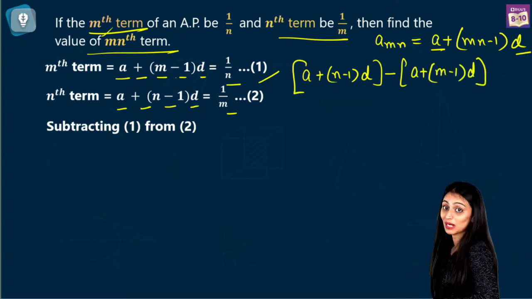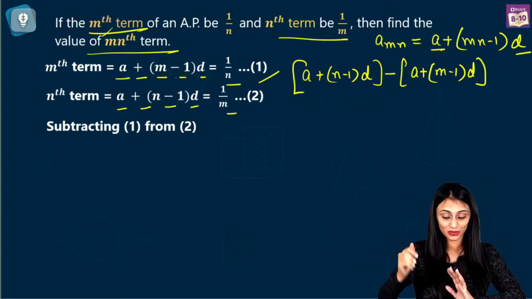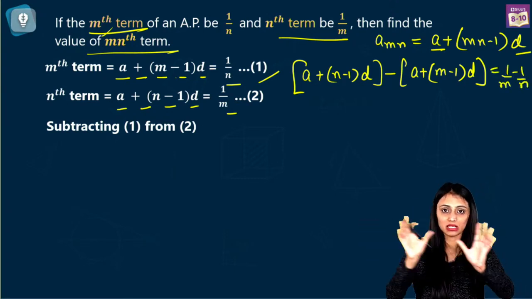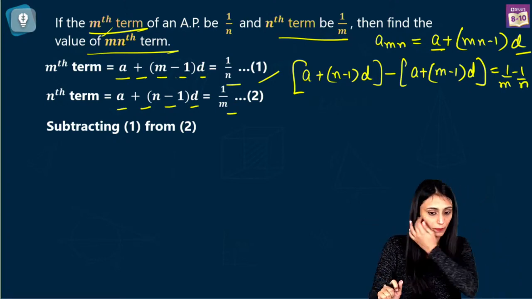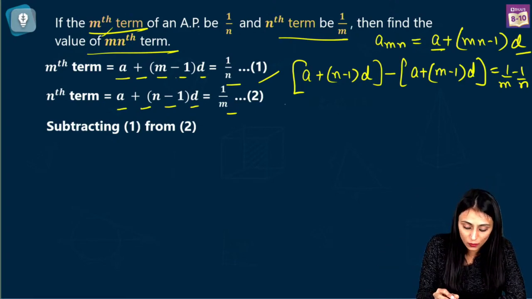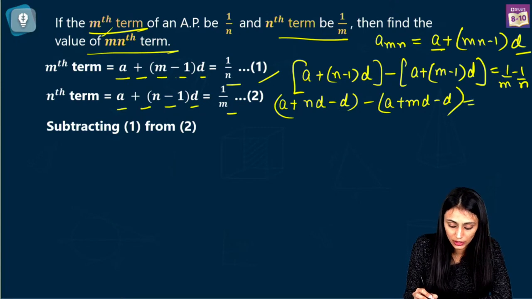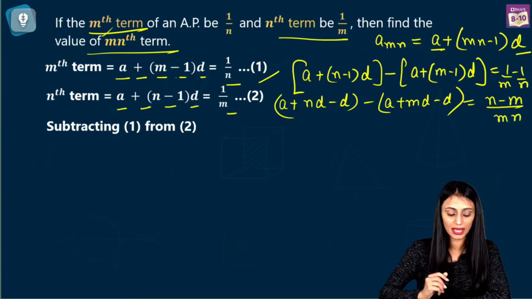First of all, write them in brackets, because between the brackets there is a negative sign. So signs will change. Here I'll write 1 by m minus 1 by n. Both sides we are subtracting. Is it clear? Yes. Okay, see. Now once you open these brackets up, what do you get? You have a plus nd minus d in the first bracket. In the other one, a plus md minus d. Correct? And here, let's take the LCM. LCM is mn. So here we have n minus m by mn. Correct?